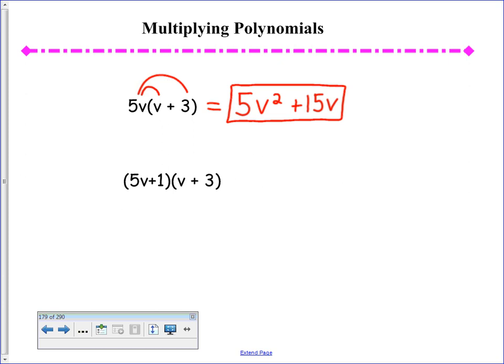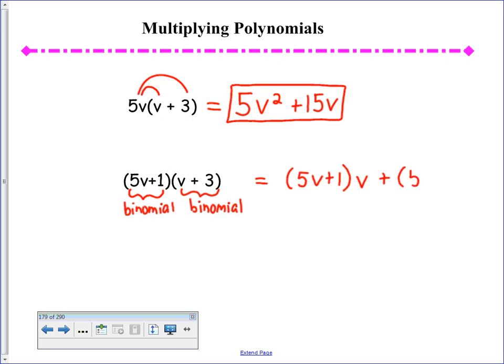What happens with the next example is now I have a little bit of an issue. This is a binomial, 2 terms, and that binomial is now going to be multiplied by another binomial. So what we have seen in our modules is I am going to now take the 5b plus 1 and multiply it by the b. And then I have to take the 5b plus 1 and multiply it by the 3. So this is what we had seen so far. There are 2 ways that we can do this, and I am going to model both ways for you today.